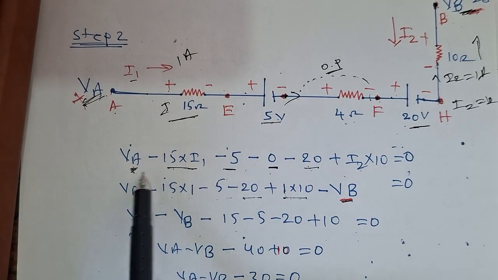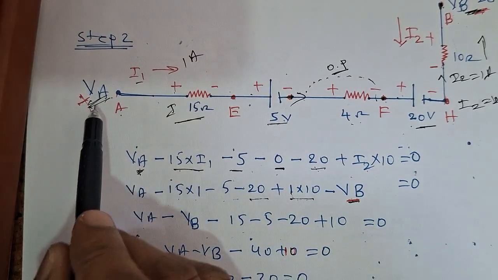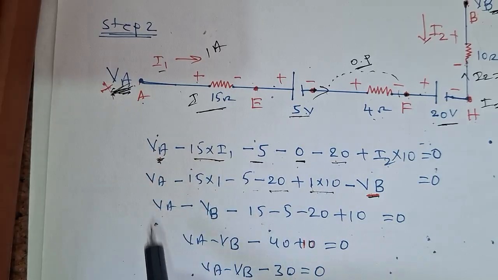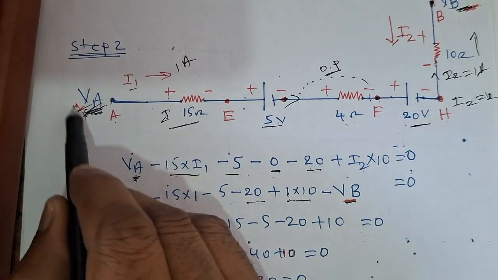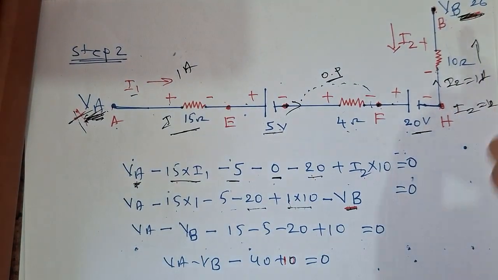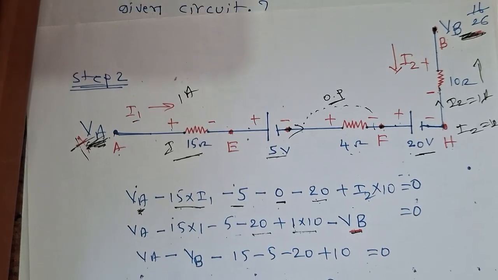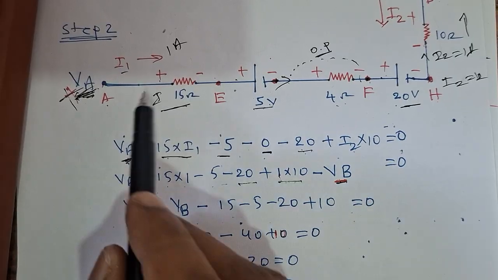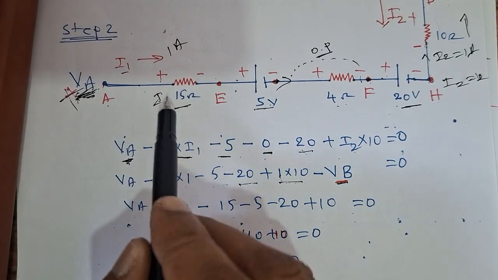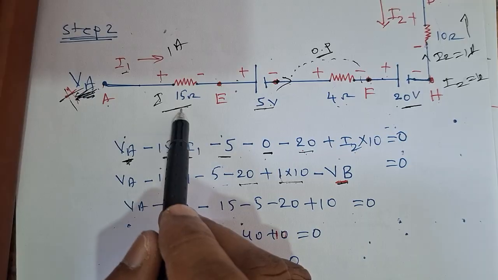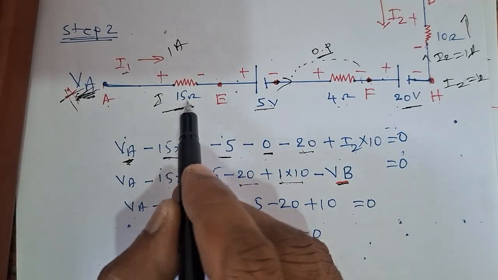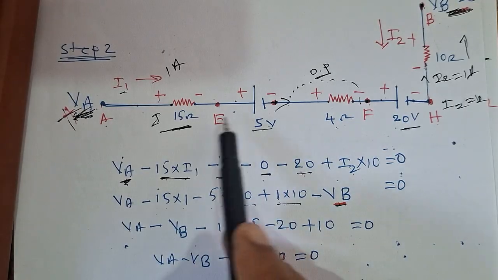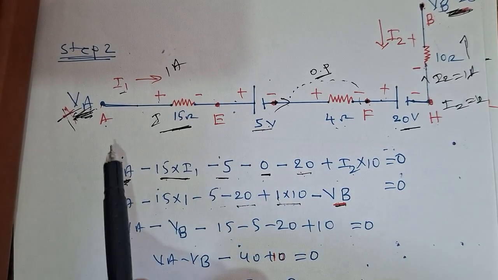VA minus... why is it VA plus? Because VA is assumed to be at higher potential. So VA higher potential, therefore this is plus and this is minus, because then only we will get the difference. So VA is positive, then minus 15 into I1, the voltage drop as current is coming. In between A and B you have to find voltage drops plus voltage sources equal to 0. That is the Kirchhoff voltage law.